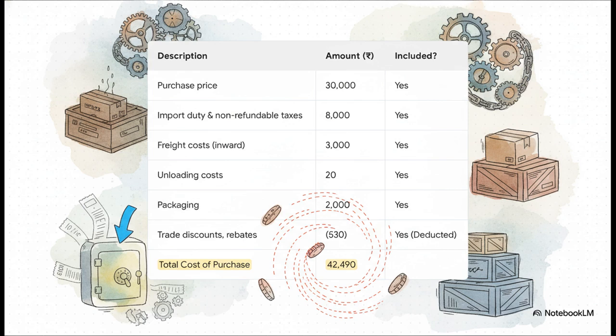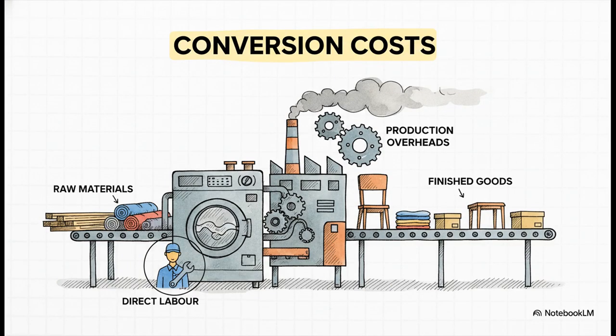The key takeaway here, and this is a common point of error, is that any refundable taxes, like GST, where you're getting an input credit, are explicitly excluded from the cost. Next up, costs of conversion.